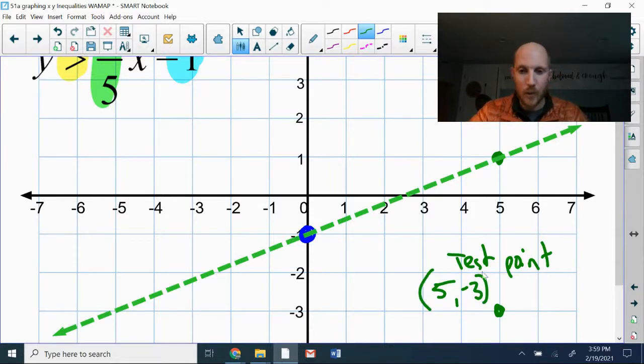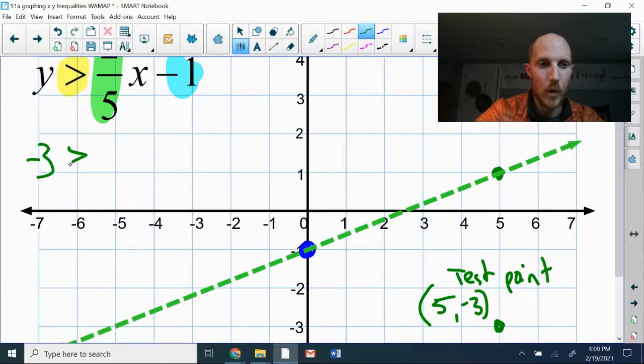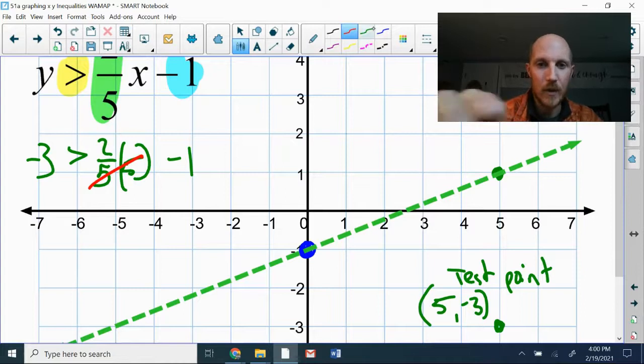So I'm going to take those same coordinates, the 5, -3. I'm going to do the same thing. I'm going to take the 5, put it in here for x, the -3 into that inequality for y. 5 goes right there, -1. Okay, so you can choose any point you want. I've chosen this one on purpose. So I know that 5, -3 is going to make it easier to work with because of the slope. It has a denominator of 5, so these 5s right here are going to cancel. And then I get -3 greater than 2 minus 1.